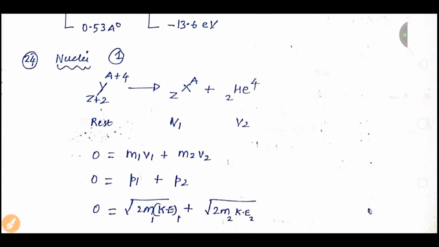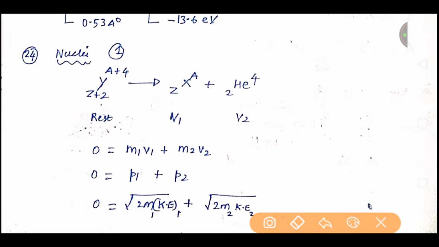Now nuclei chapter. This is the parent. This is the daughter. This is helium. It is at rest initially, so it is V1. After emitting the alpha particle, it is moving with V2.